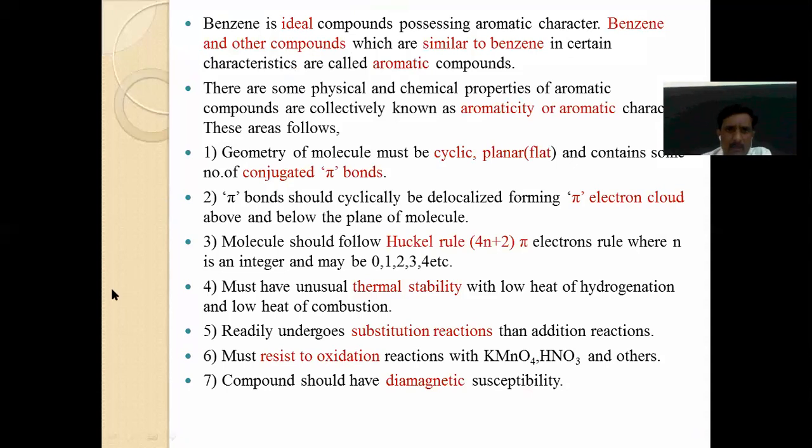Benzene is the ideal compound. Earlier I discussed with you that benzene is the ideal compound. Why is it called ideal? Because it possesses aromatic characteristics. Benzene and other compounds which are similar to benzene in certain characteristics are called aromatic compounds.